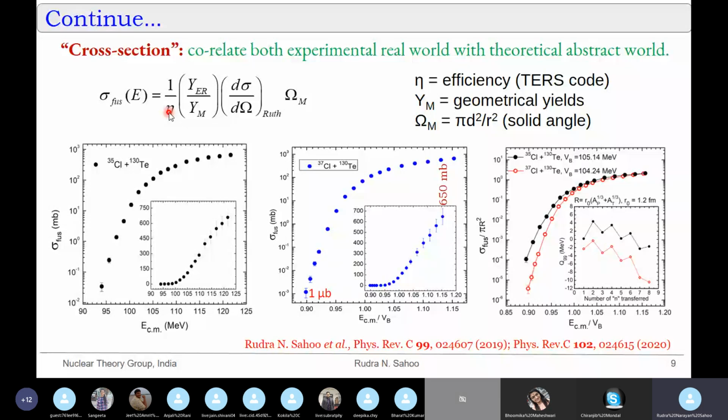we are not transferring all the evaporation residue. If 100 evaporation residues are produced in the target chamber, we are only transporting 10 to 11 evaporation residues to the focal plane. That's why this factor is taken into account.